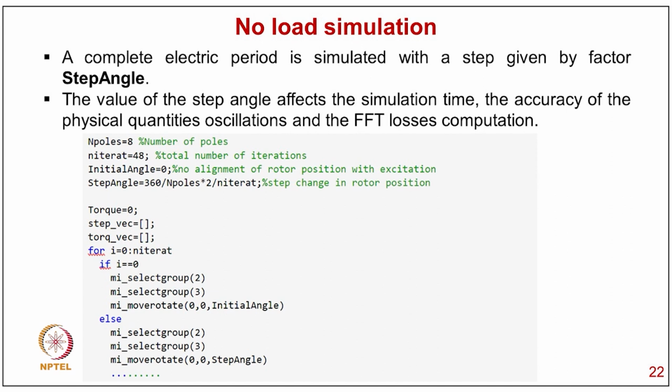mi_selectgroup 2, mi_selectgroup 3, mi_moverotate (0, initial angle), else mi_selectgroup 2, mi_selectgroup 3, mi_moverotate (0, 0, step angle).